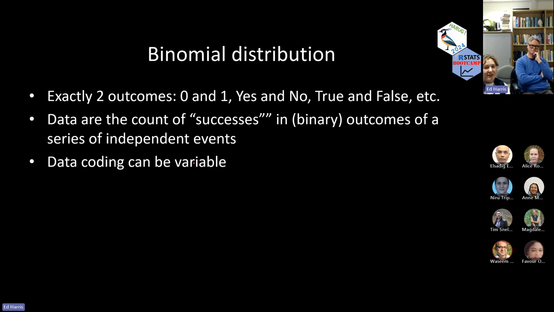And so this is generally sort of counting successes with independent events that you're sampling. And I believe the data coding can be quite variable, but you can either have it with dummy variables as 0 and 1, 1 for success, 0 for not successful. But then there is also the option to have it as the number of successes out of the total.